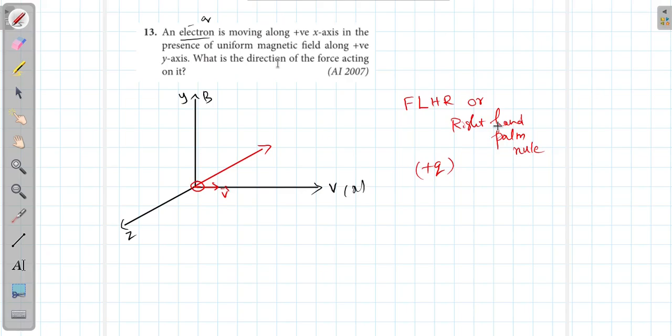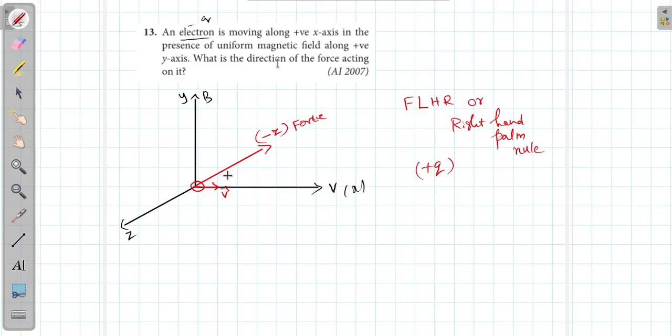Similarly, in case of the right-hand palm rule, the direction of the palm represents the direction of the force. Suppose in this particular case, the magnetic field is in the y-axis, the thumb represents the direction of the positive charge, and the palm will give you the direction of the force. Here the palm is facing our face, so that is the direction for the positive charge. In case of negative charge, it is the back side of the palm. That is why in this particular question, the direction of force is along the negative z-axis, not the positive z-axis.